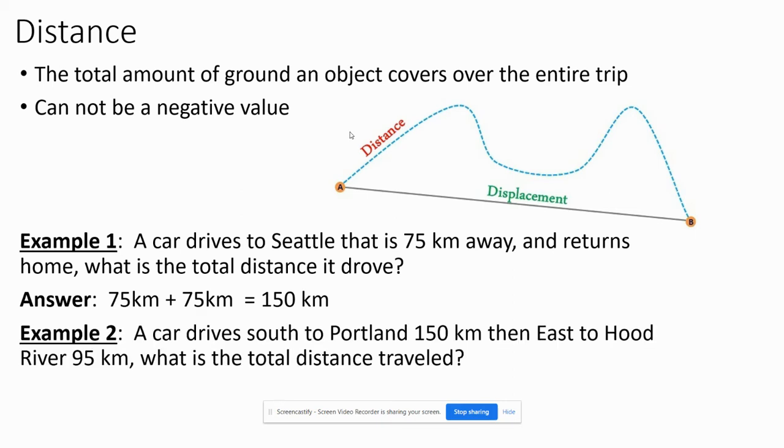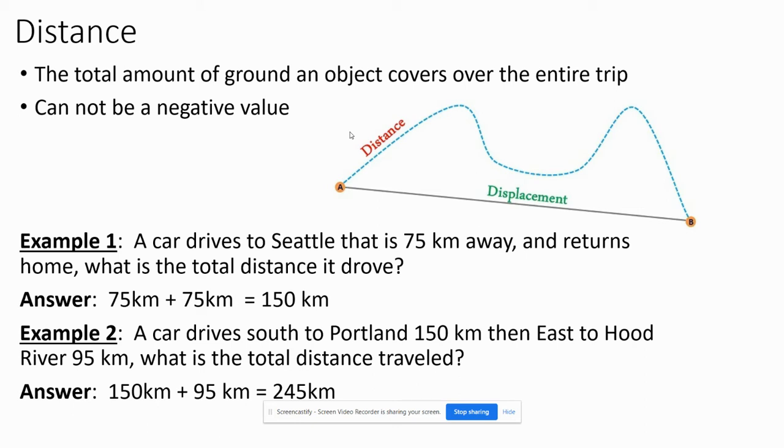So try another one. A car drives south to Portland, 150 kilometers, then east to Hood River, 95 kilometers. What is the total distance traveled? Okay, so I know that one might be a little more complex in that we threw some directions in there. They changed direction. But does it matter when we're talking about distance? It does not. We just add them together. So 150 kilometers plus 95 kilometers, they drove a total of 245 kilometers, and that was their distance. Okay? So distance is pretty easy. You just add it all together. It doesn't matter how many turns they make. Doesn't matter if they came back. Just add it all together.